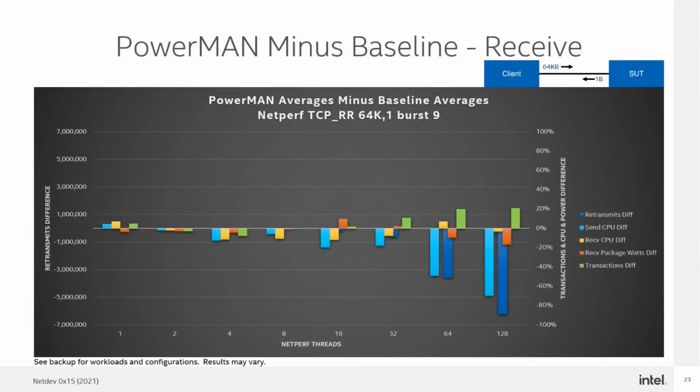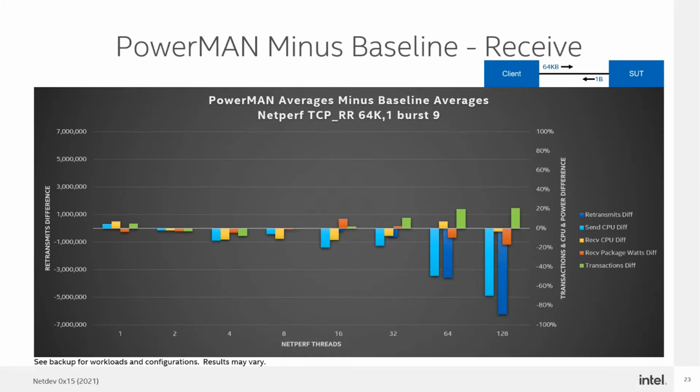So here you can see we have the receive case, as we call it, and the client is on the left, and the system under test is on the right, and that goes for all of the slides. The system under test here is either running the baseline case or PowerMAN. For these tests, we found the difference and then averaged that, and this is what the graphs show. In most of these tests, we saw the most benefit on the higher thread cases, so for 32, 64, and 128 threads. So we'll concentrate on those cases.